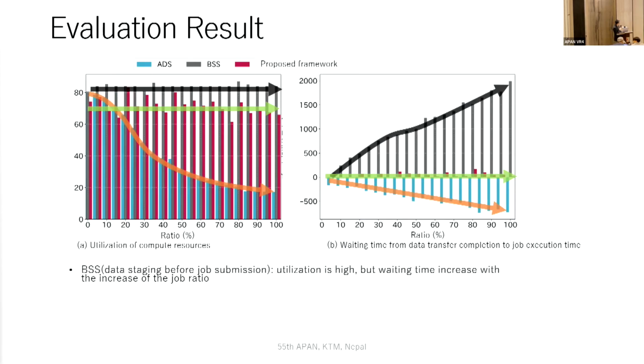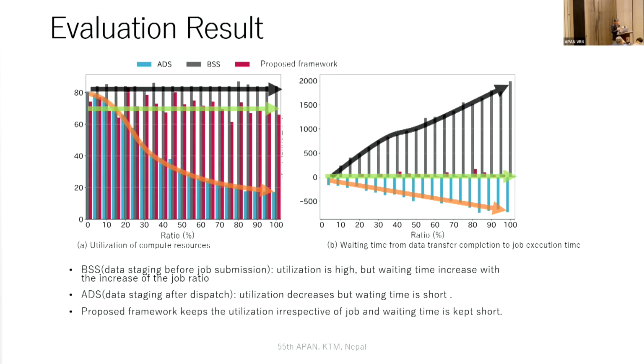For BSS, utilization is high, but waiting time increases with the increase of the job ratio. For data staging after dispatch, the ADS way, utilization decreased, but waiting time is short. On the other hand, our proposed framework keeps utilization high irrespective of the job ratio, and waiting time is kept short. This is the research result so far.